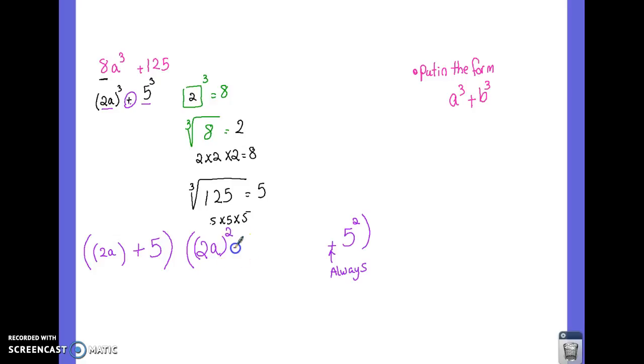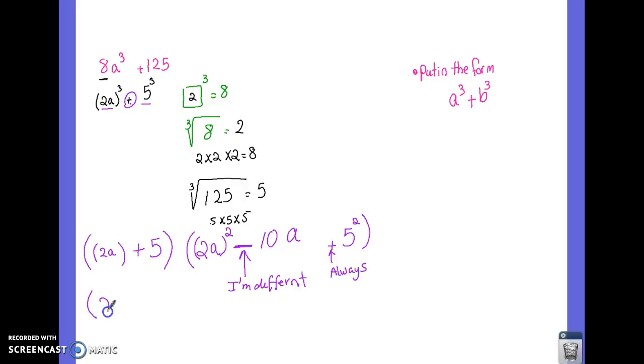This sign is always the opposite. This is the stubborn one. Always says, I'm different. I'm the stubborn sign. This sign is very peaceful, just follows the lead. Okay, good. Now, first term times the second term, or the second base. So my first base is 2a, my second base is 5, so it's 10a.